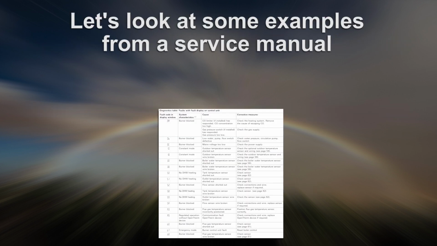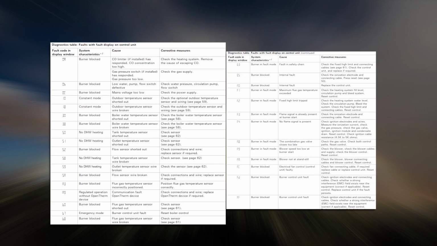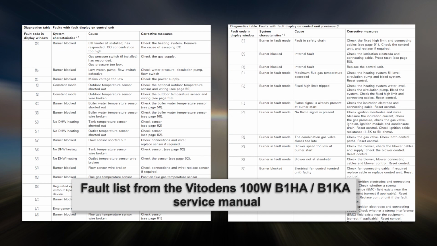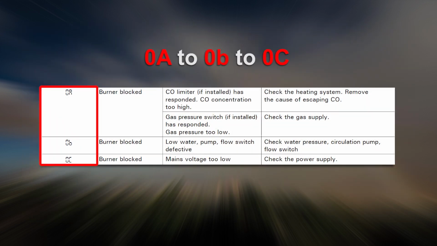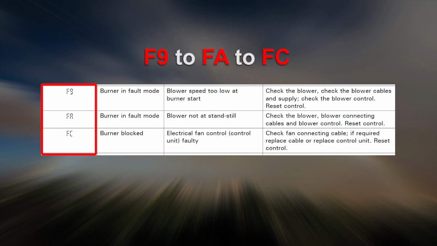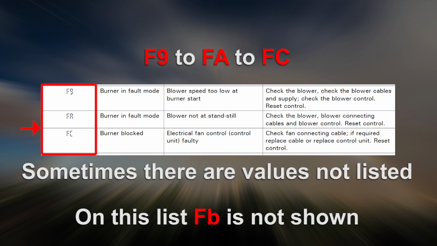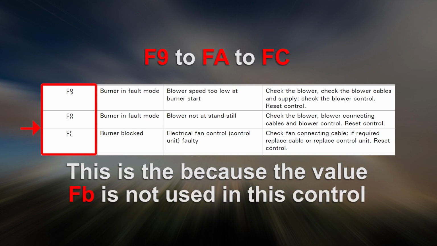Let's look at some examples from a service manual. Here are 2 pages from a Viessmann 100 service manual. Here we see 3 fault codes, 0A, 0B, and 0C. Another example from the same manual, F9, FA, and FC. Sometimes there are values not listed. On this list, FB is not shown. This is because the value of FB is not used in this Viessmann 100 control.